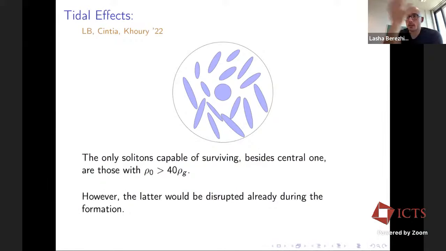these solitons generically tend to get tidally disrupted because of the collective gravitational effect of the halo. And the only ones that can survive are the central one and the ones that are very dense. They need to be at least 40 times denser than the characteristic galactic density. By rho galaxy, I mean 10 to the minus 25 gram per centimeter cube.